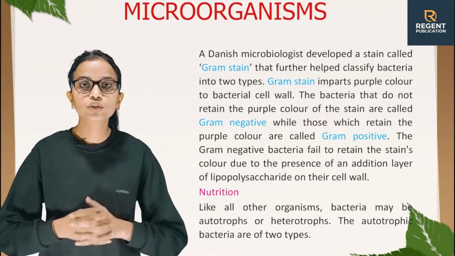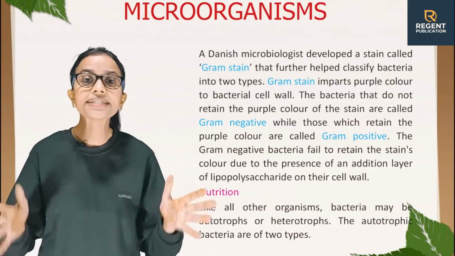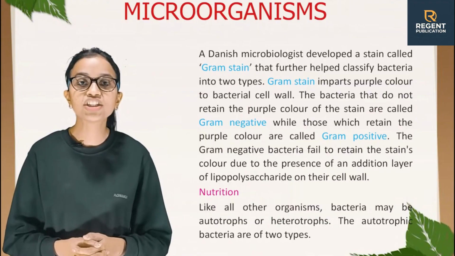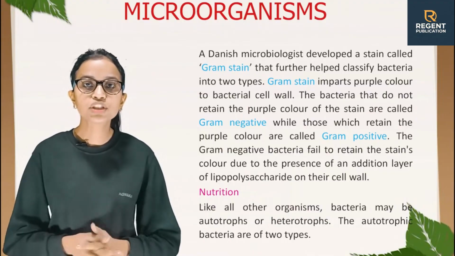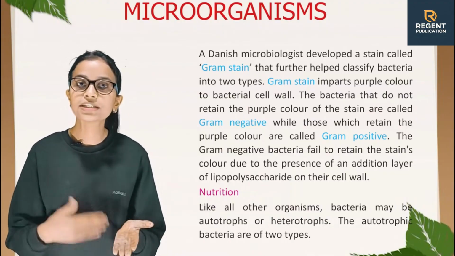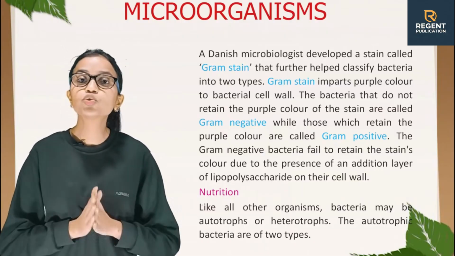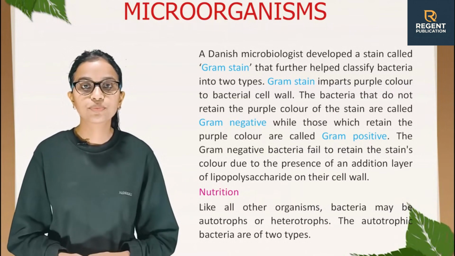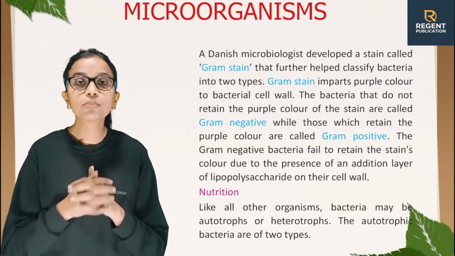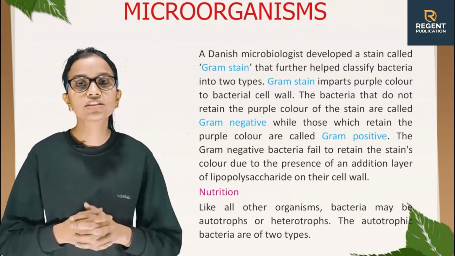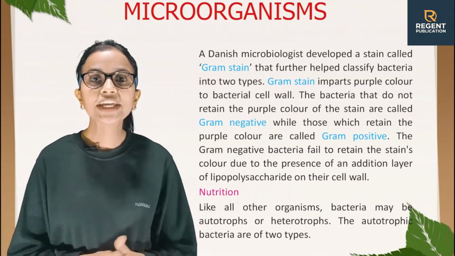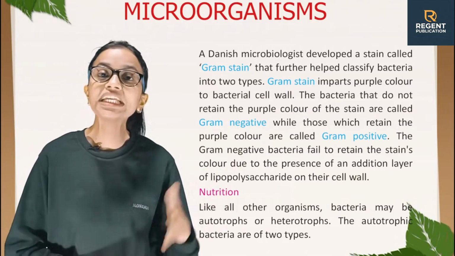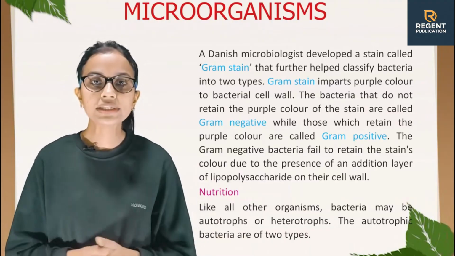A Danish microbiologist developed a stain called Gram stain that further helped classify bacteria into 2 types. Gram stain imparts purple color to bacteria cell wall. The bacteria that do not retain the purple color of the stain are called gram negative, while those which retain the purple color are called gram positive. The gram-negative bacteria fail to retain the stain's color due to the presence of an additional layer of lipopolysaccharide on their cell wall.